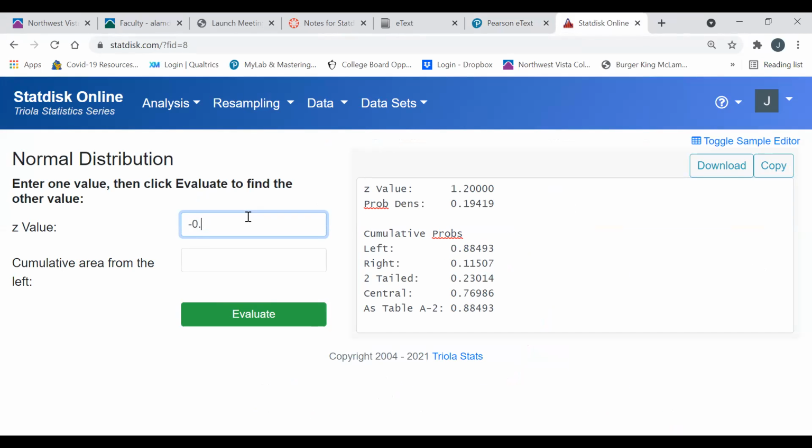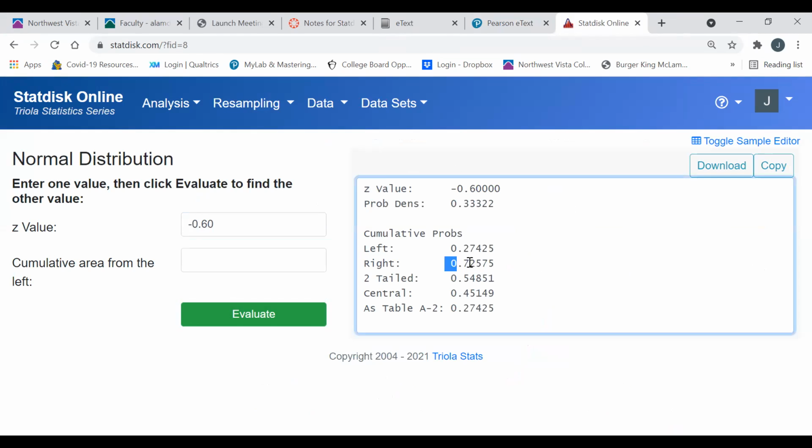Negative 0.60. Evaluate. I'm looking at the right. I need to make sure that there's 4 numbers. So that would be 7258, 0.7258, or 72.58%.